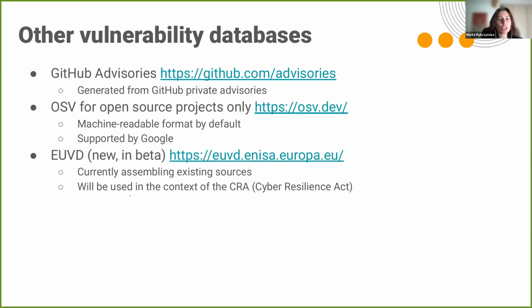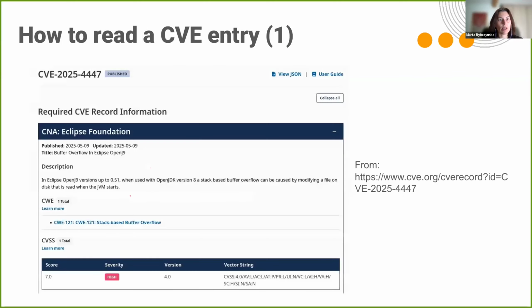And there's a new player in the game, the European Vulnerability Database, that is now in beta. It is currently assembling existing sources, but it is going to be used in the context of the Cyber Resilience Act. So it may become an important player in the game in the years to come. Now, when you have a CVE entry, how do you read it?